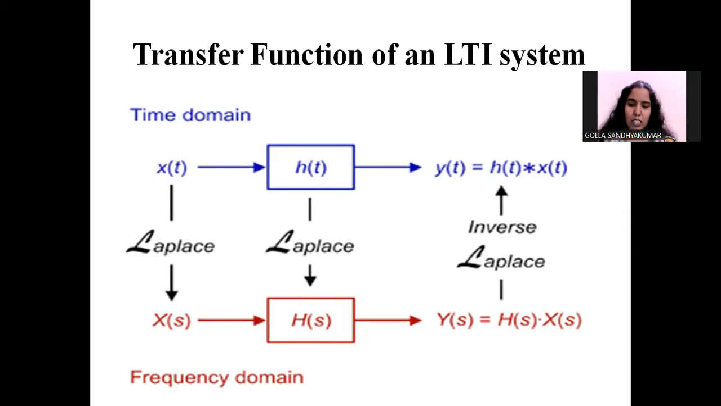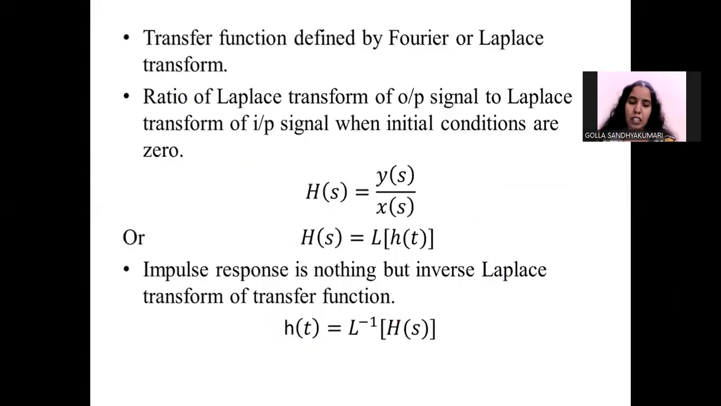Here also we are representing the function with impulse response h(s), input x(s), and output y(s), where output y(s) = h(s) x(s). The transfer function is defined by Fourier transform or with Laplace transform. For Laplace transform, the transfer function can be defined as the ratio of output signal to the input signal, that is H(s) = Y(s)/X(s), or H(s) = L[h(t)].